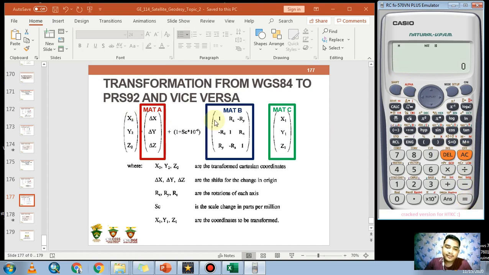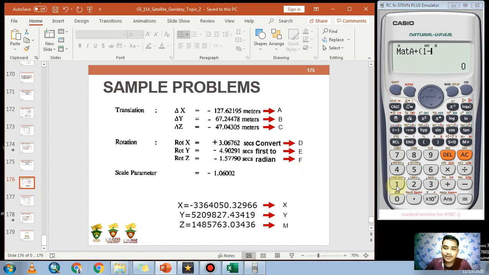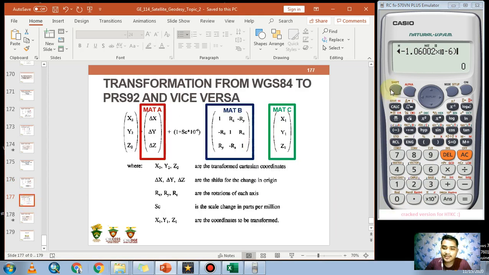We're good. So balik ta, atong ibutang i-input na to ang formula, which is shift 4 matrix. Atong ibutang si matrix A. So 3 plus 1, since kay negative na atong scale, ma-minus na siya, no? Minus atong value sa scale, ibutang, so negative 1.06002 times 10 raised to the power of negative 6. Then matrix B, shift 4, matrix B, then shift 4, matrix C equals.